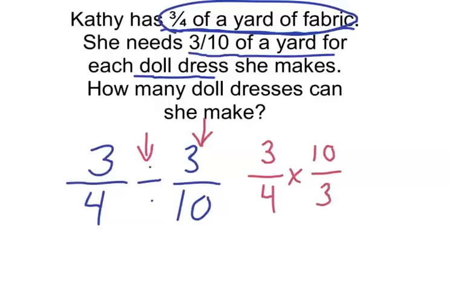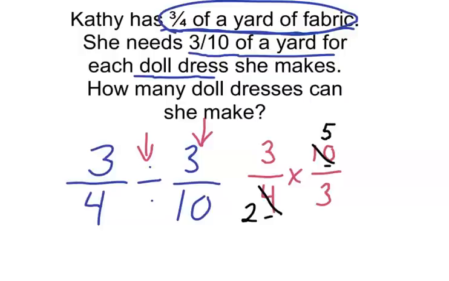10/3. Now, you know I like to see if I can cross-reduce to make life easier later, to not have to simplify. So let's look at the 4 and the 10. Is there something that goes into both 4 and 10? Yes, 2 does. So we saved ourselves a little bit of simplification already. 2 goes into 4 twice. 2 goes into 10 5 times.